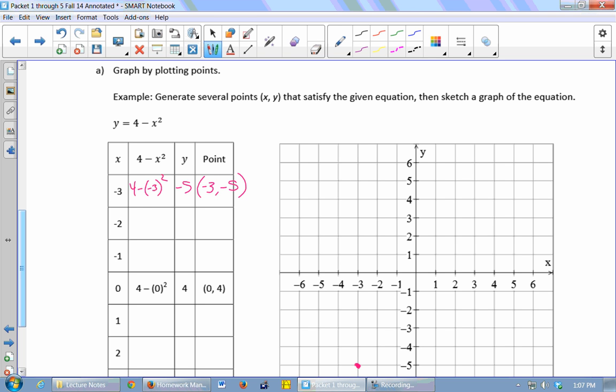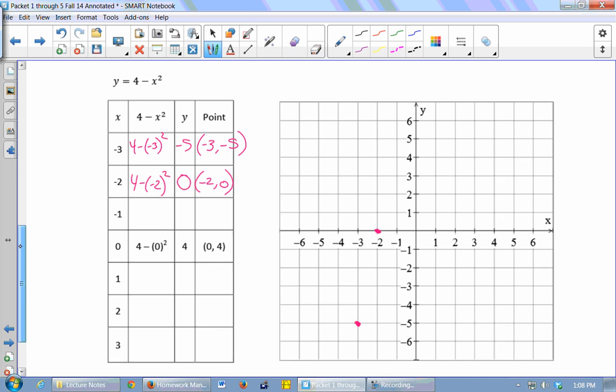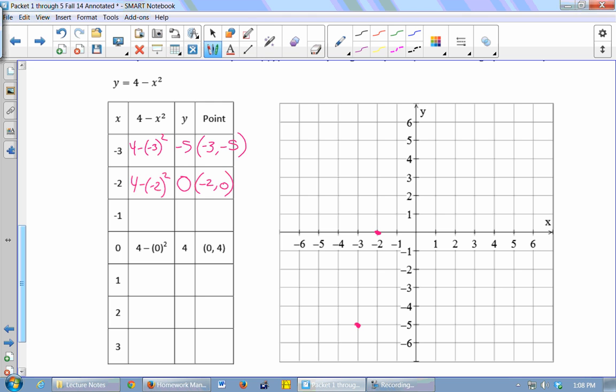So then I just do this with all the x's that they gave me, right? So if I put in -2, I have 4 minus -2 squared. That's 4 minus 4, which is 0. So my point is -2, 0. Plot that point. Left 2, don't go up or down. All right, finish filling in this table of values and plotting the points, and then we'll see what it looks like when everybody's done.